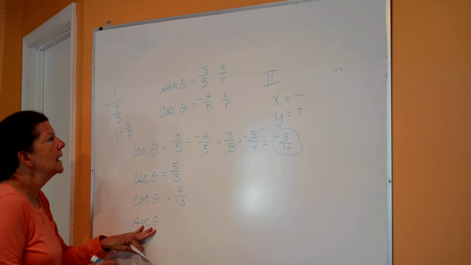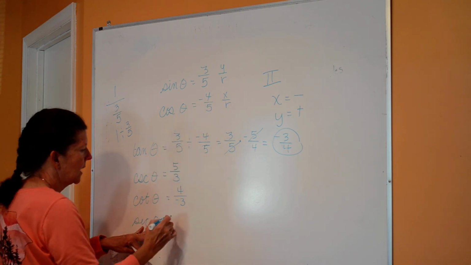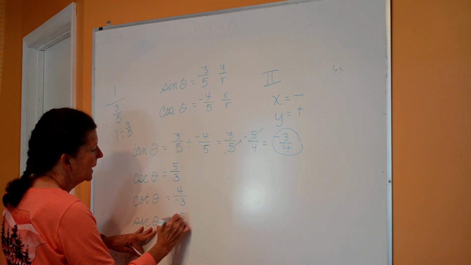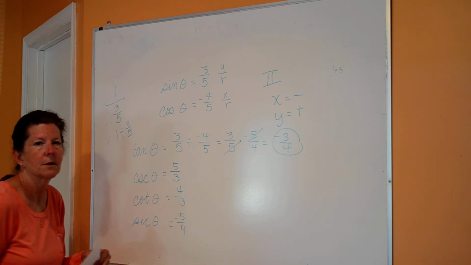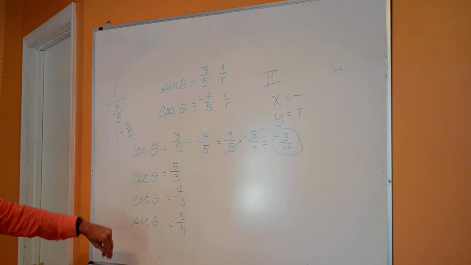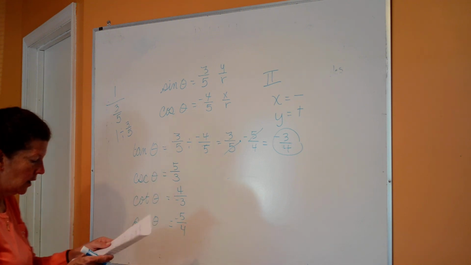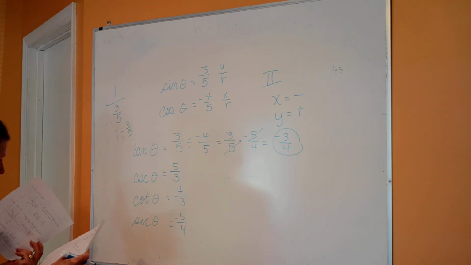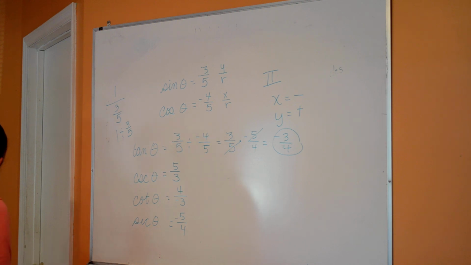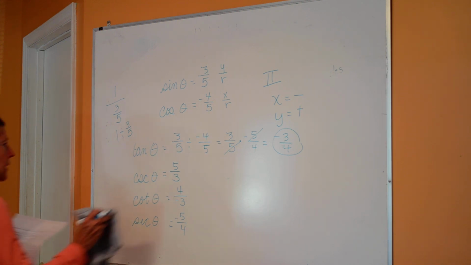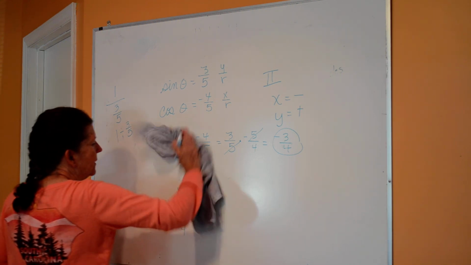Okay, the secant is the inverse of your cosine. So I'm going to flip that, and I'm going to get -5/4. Very quickly, based on those identities that I just learned, I can do all those. All right, let's do one more based on this stuff, and then I'll give you the homework.